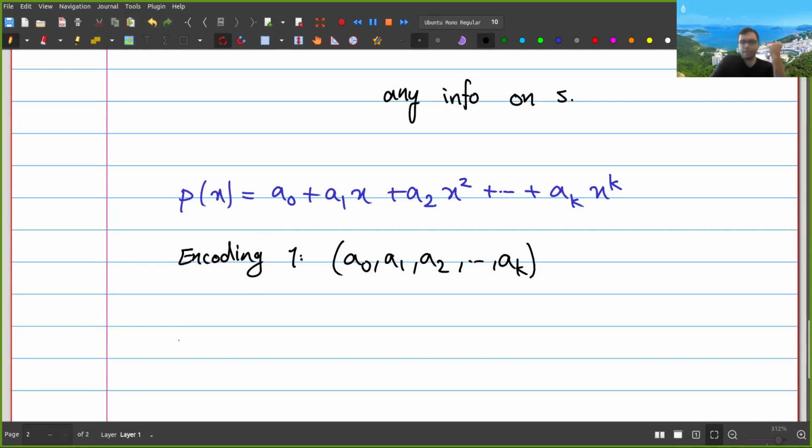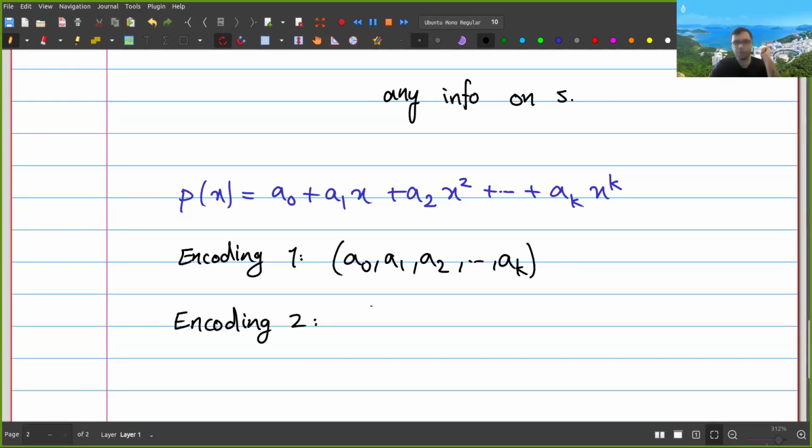Well, actually, yes. A polynomial of degree k is uniquely determined by k plus 1 points. So if I just give you k plus 1 points that this polynomial goes through, that would also give you this polynomial uniquely, and it's a valid encoding. So this is my second encoding.